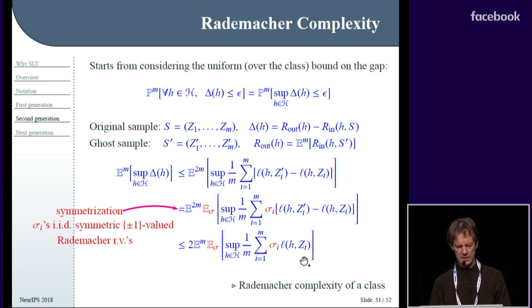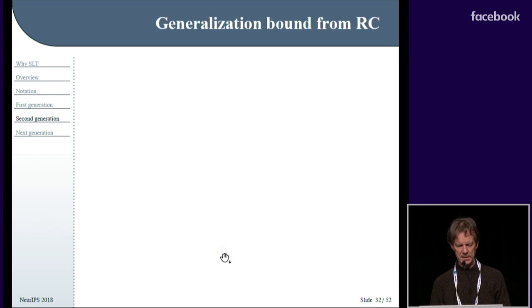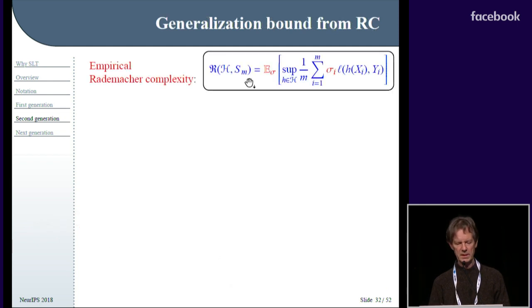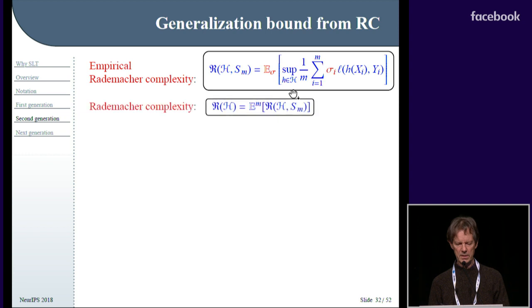So I'll show that on the next slide. I'll just take this final thing here and put it onto the next slide. The empirical Rademacher complexity is the expected value for the given training set. So this is for a particular training set. And the Rademacher complexity is the expectation over random training sets of that quantity.